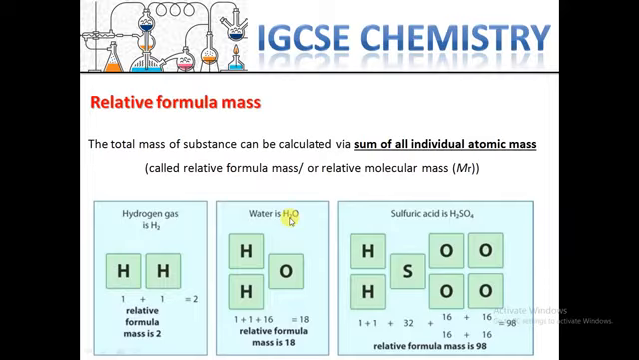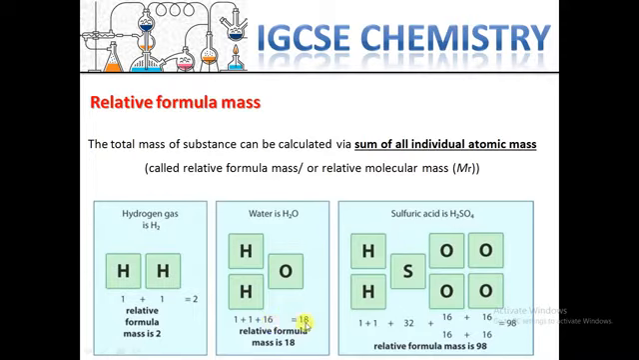For water, it is the same strategy. We have two hydrogens and one oxygen. For each hydrogen atom we have 1, so 1 plus 1, and oxygen is 16.